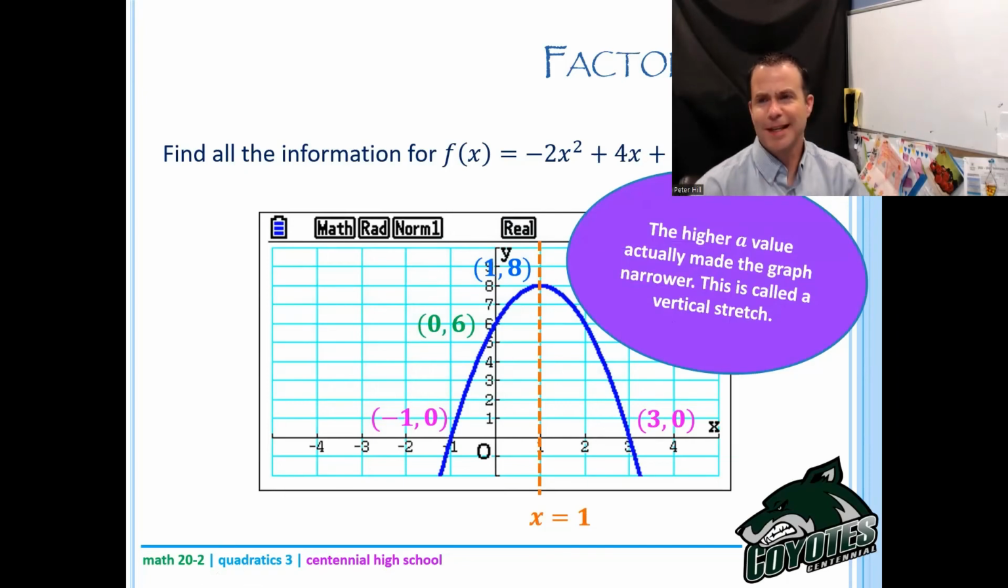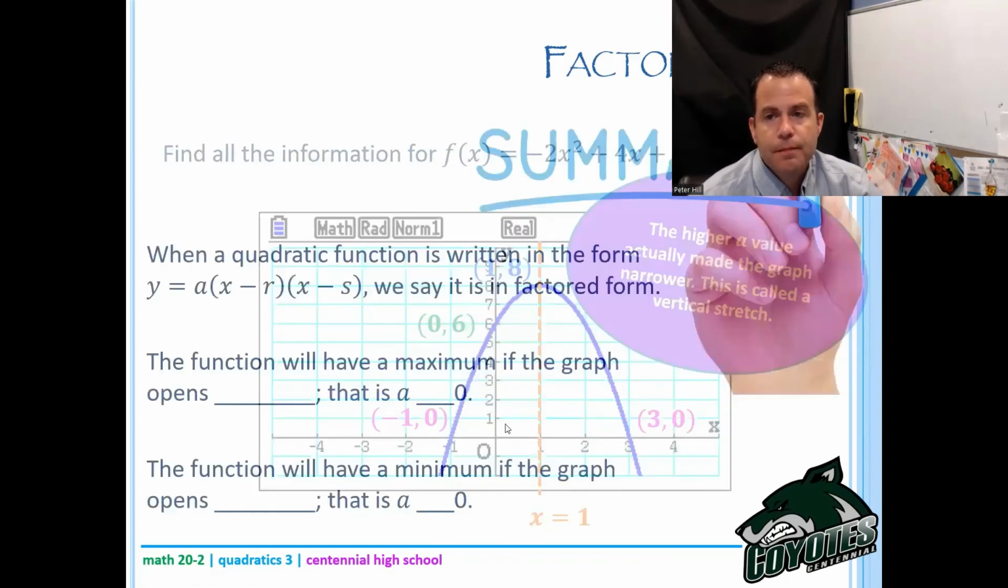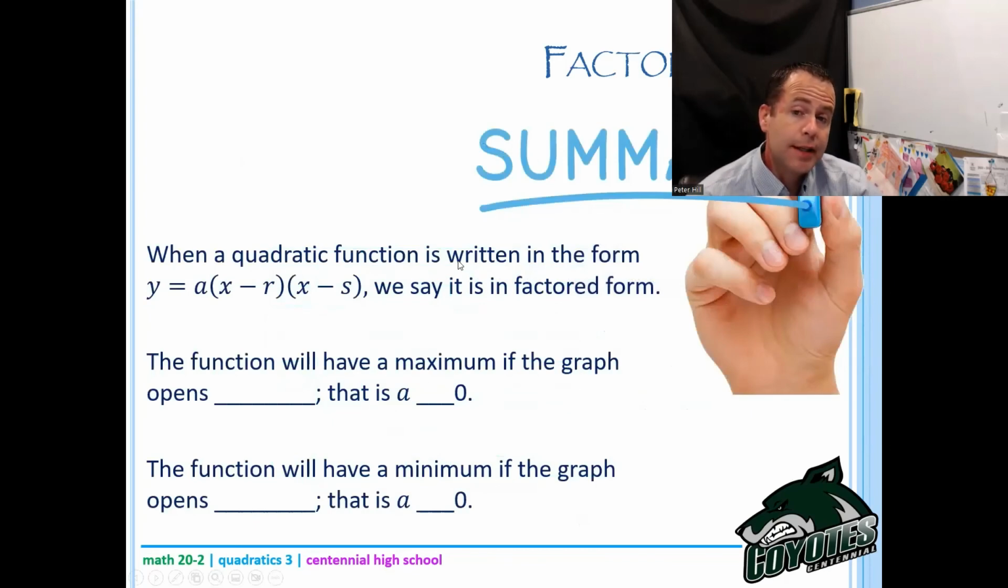So this isn't too bad today, right? We can handle this. We're going to survive math. All right, let's summarize together. So when a quadratic function is written in the form y equals a times x minus r times x minus s, we say it's in factored form.